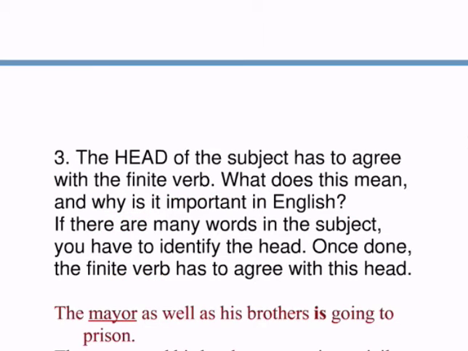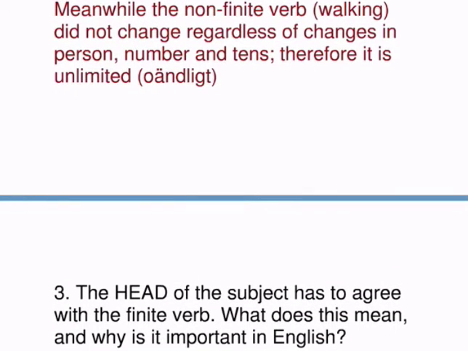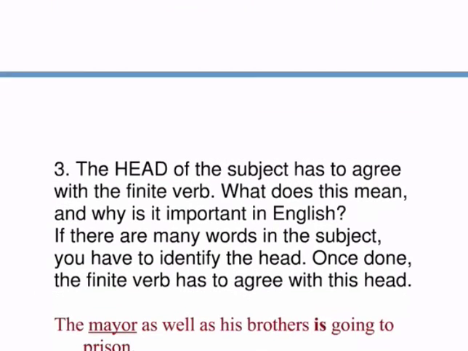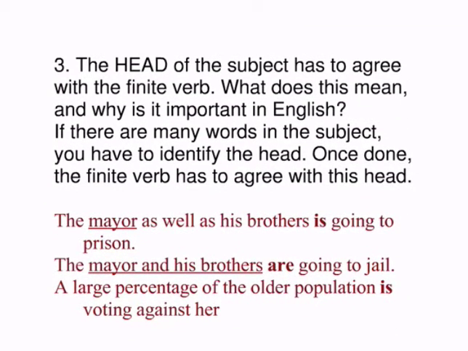Okay, so let's go on to another question. The head of the subject has to agree with the finite verb. Now, what does this mean? And why is it important in English? And the answer to this is because if there are many words in the subject, then you have to identify the head. Once you've done that, then you have to identify the finite verb which will agree with it.